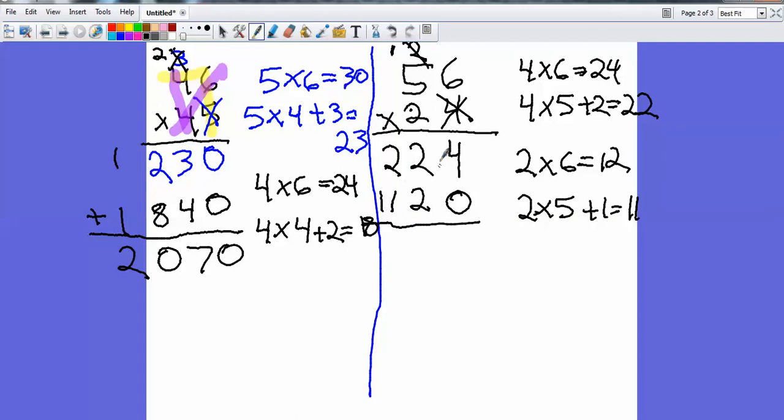Okay, so now I just go through and now I would add it. I'm going to write my addition sign over here. I know it's not proper, but I'm out of room. 4 plus 0 equals 4. 2 plus 2 equals 4. 2 plus 1 equals 3. And then 1 plus, that's 1. That is how you do multiplication by two-digit numbers.